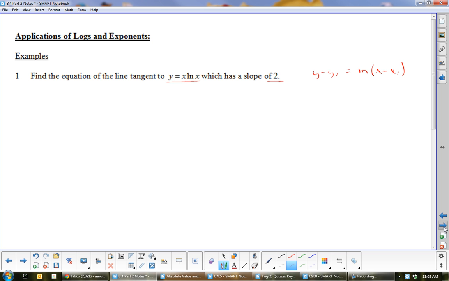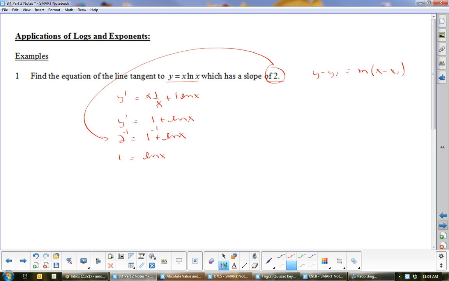So we have y prime is equal to the first times the derivative of the second, which would be 1 over x, plus the derivative of the first is 1 times the second, ln x. Those x's cancel, so I have y prime equals 1 plus ln x. Now I know the slope is 2, so 2 equals 1 plus ln x. I subtract 1 from both sides. I will have 1 equals ln x.